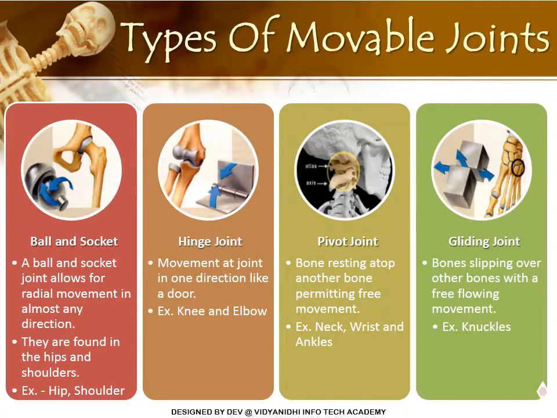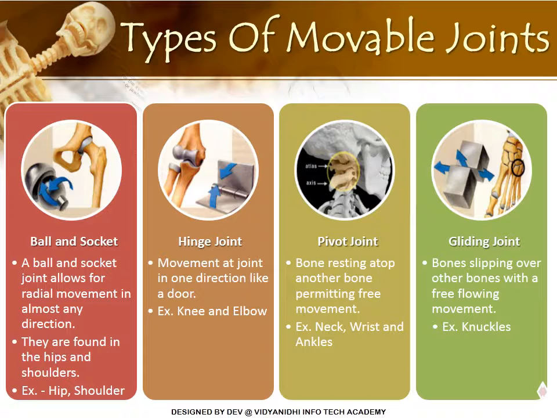Types of movable joints. The ball and socket joint. A ball and socket joint allows movement in almost any direction. They are found in the hips and shoulders. They always require a girdle to move.